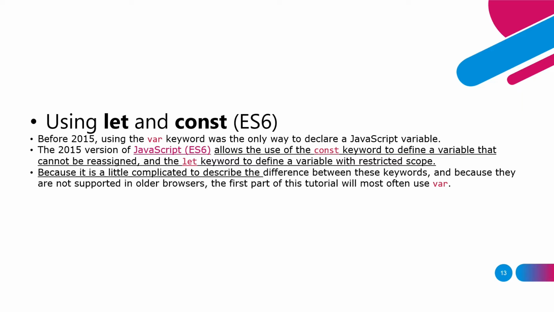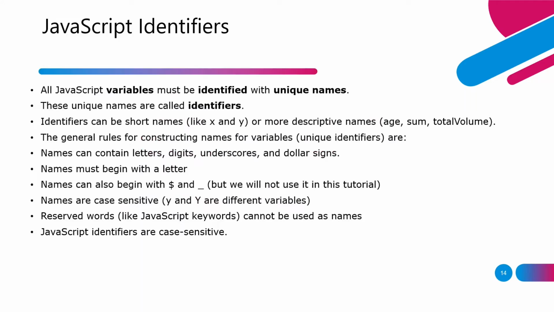Using let and const is from ES6. Before 2015, using the var keyword was the only way to declare a JavaScript variable. The 2015 version of JavaScript allows the use of the const keyword to define a variable that cannot be reassigned, and the let keyword to define a variable with restricted scope. Because it is a little complicated to describe the difference between these keywords, and because they are not supported in older browsers, this part of the tutorial will mostly use var.